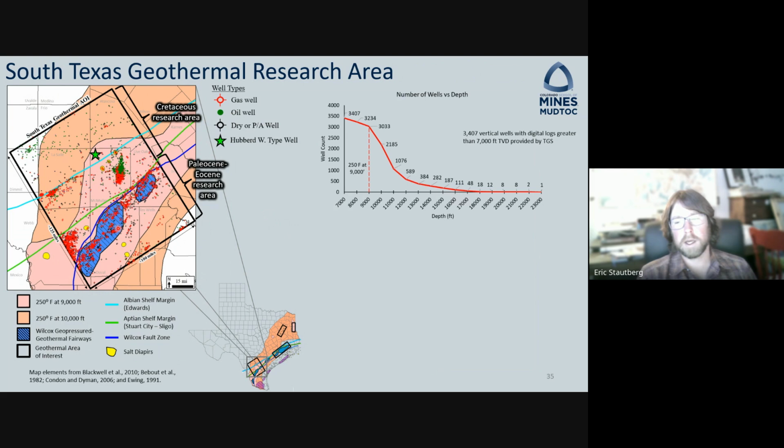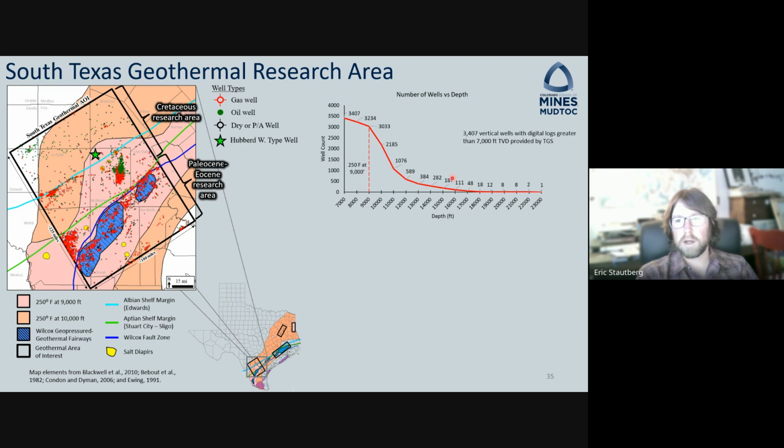I work in an oil and gas research group doing geothermal, and we have a lot of companies that sponsor our research, so we have access to a lot of well data. So this is a well log based project. I put together a data set of just over 3,400 vertical wells with digital logs deeper than 7,000 feet to use for this project. Where 250 degrees occurs at about 9,000 feet, we have just over 3,000 wells to use.